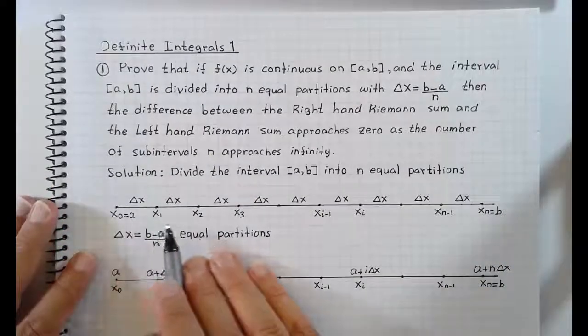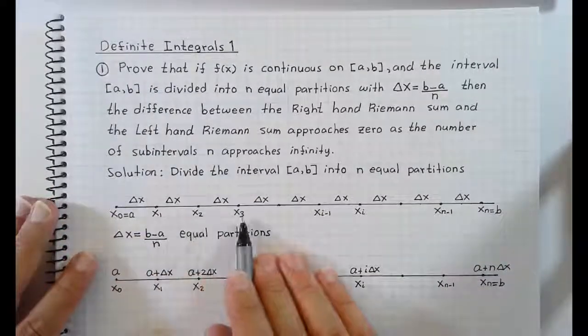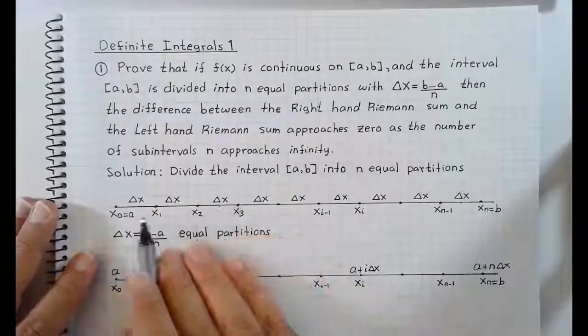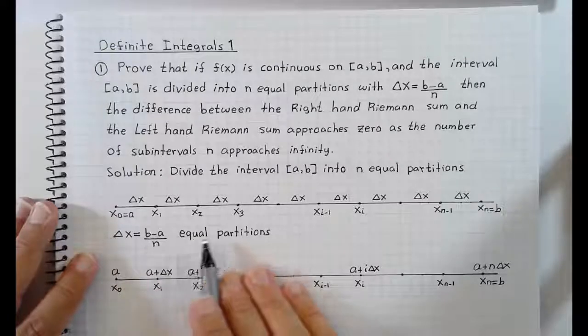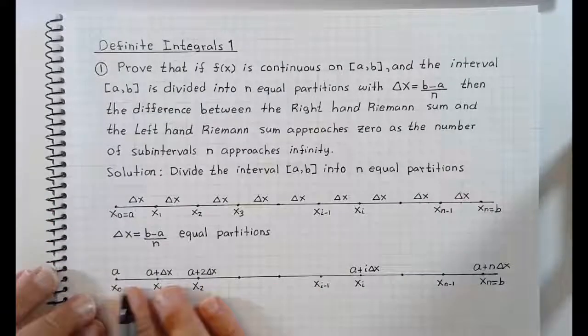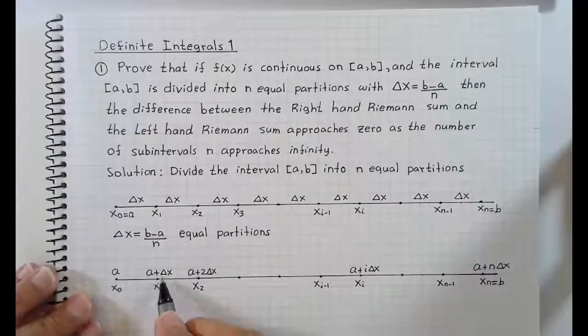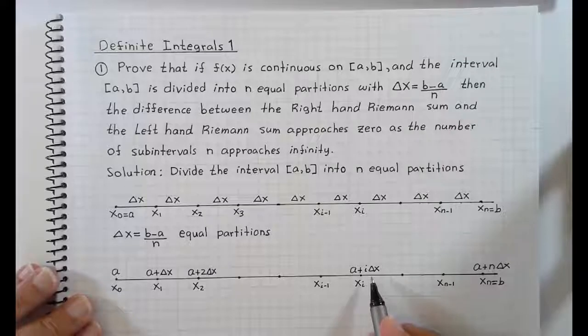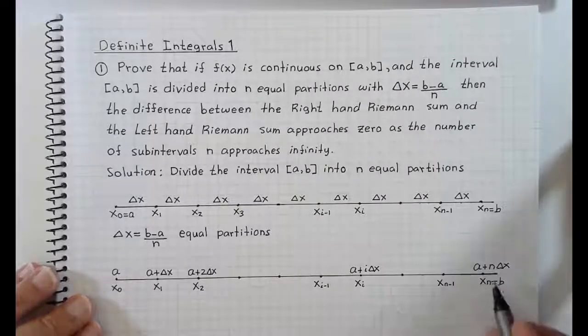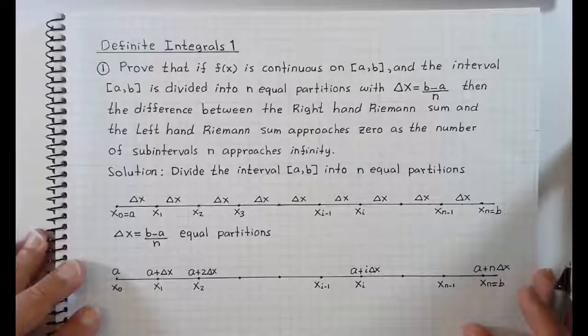Here's x0 equals a, x1, x2, x3. These are all delta x units apart. The width is the same as delta x. Delta x is (b minus a) over n with equal partitions. Here's another way of seeing it. x1 is delta x units apart from a, x2 is 2 delta x units apart from a, xi is i delta x units apart from a, and xn is n delta x units apart from a.